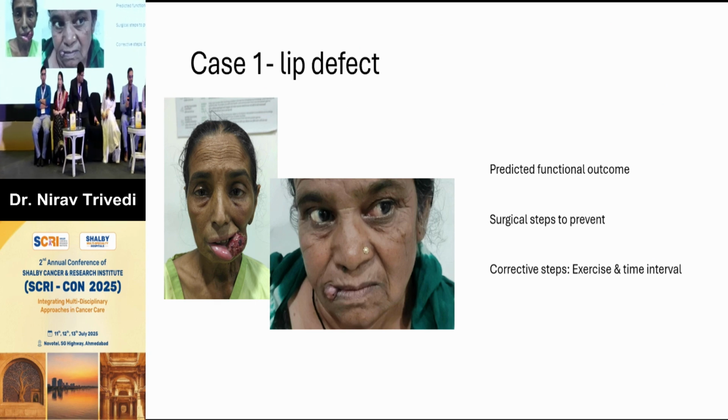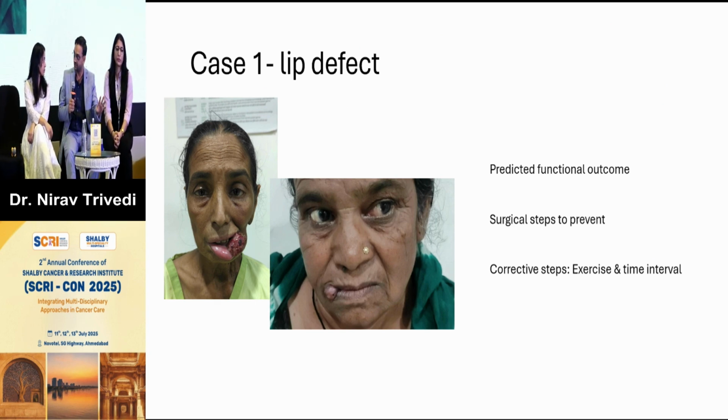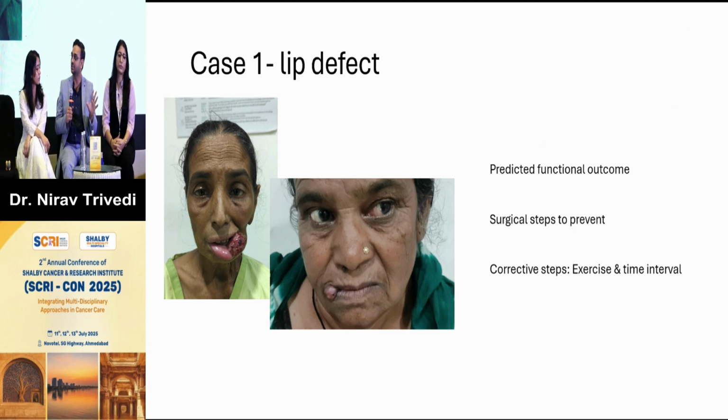Sir, there are two aspects. One thing is we can do an S-lander flap. That will give an adequate mouth opening. However, patient will develop drooling. Second thing, we can go with bilateral nasolabial advancement, which is called Karapandzic flap. It will keep lip competency. However, there would be a microstomia. Fine. So we'll have to balance which is better for the patient.